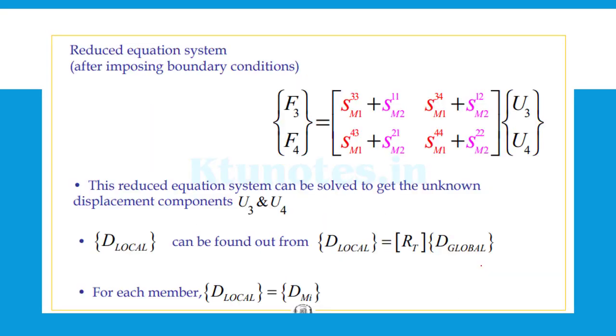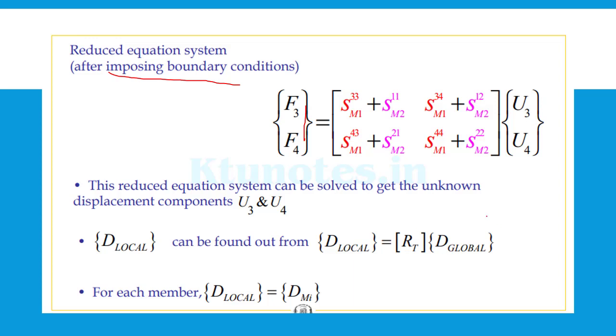And simplifying, you will get the reduced equation system after imposing the boundary conditions as F3, F4 is equal to SM1 33 plus SM2 11, then SM1 34 plus SM2 12, SM1 43 plus SM2 21, multiplying U3, U4. So this reduced equation system can be solved to get the unknowns, because only two unknowns are there, and we have the matrix to solve it. Then D local can be found from D local is equal to RT into D global. This we have discussed in the last video.